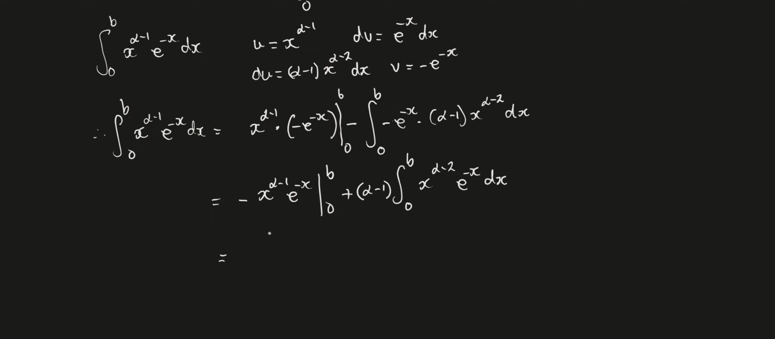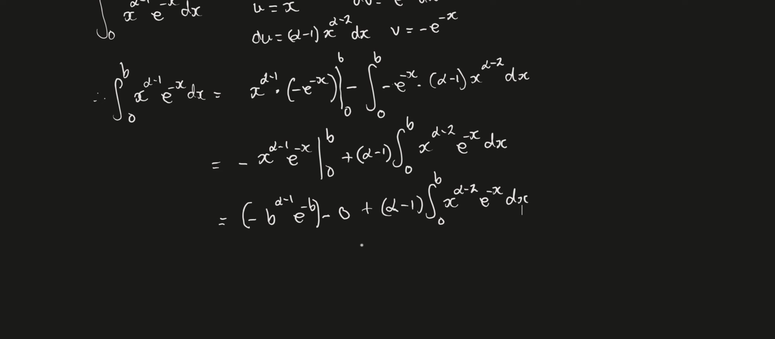So when I plug in my b, I'm going to have negative b to the alpha minus 1, and then I'll have e to the negative b. So that's at my upper limit. Then at the lower limit, when I plug 0 in, well, that's nice because I have 0 raised to some power, and that's going to be 0. So I have minus 0 there, and then I still have my remaining term right here with the integral. Right, so then we have our x to the alpha minus 2, e to the negative x dx.